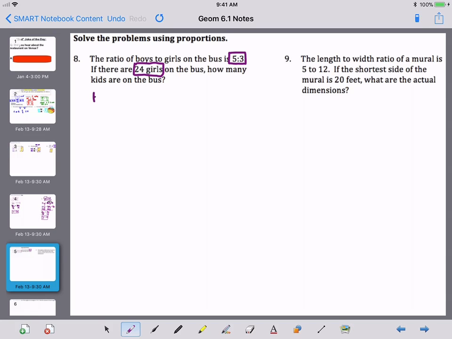So let's make a ratio of boys over girls, which we know is 5 boys to every 3 girls. And we're going to set up a proportion. So we don't have 3 girls on the bus, we have 24. And we need to figure out how many boys are on the bus. So this proportion we can now solve.